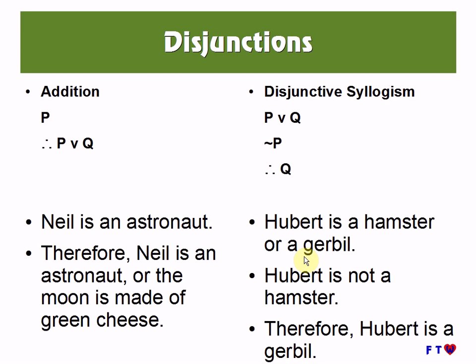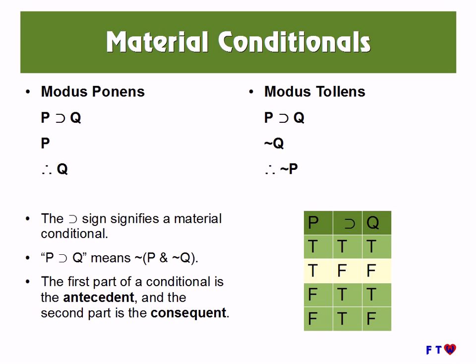And here's an example of a disjunctive syllogism. Hubert is a hamster or a gerbil. Hubert is not a hamster. Therefore, Hubert is a gerbil. Okay, in our next video, we're going to be looking at material conditionals. There's not enough time in this video.